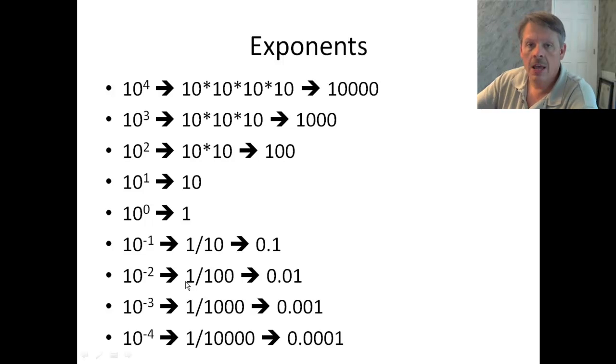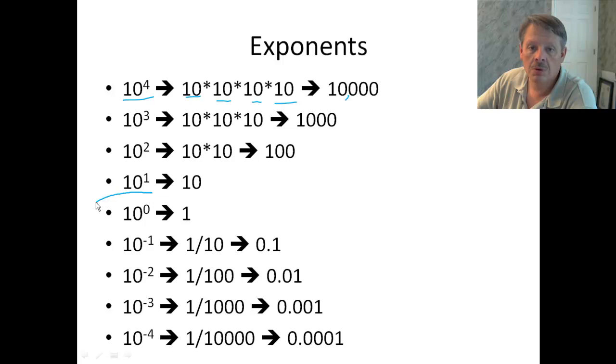Right. Exponents. Notice that 10 to the 4, what that means is you're multiplying by 10 4 times, which is 10 times 10 times 10 times 10, which happens to be a total of 10,000. 10 to the 3 is 10 times 10 times 10. There are 3 tens there. It's 1,000, etc., etc., etc.